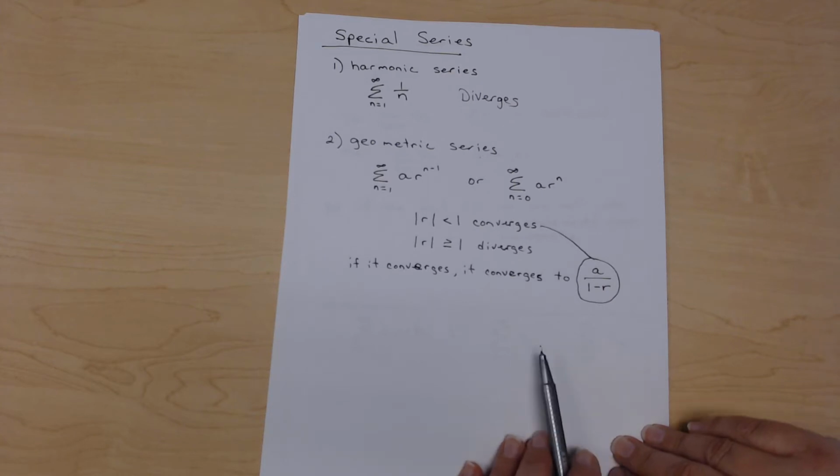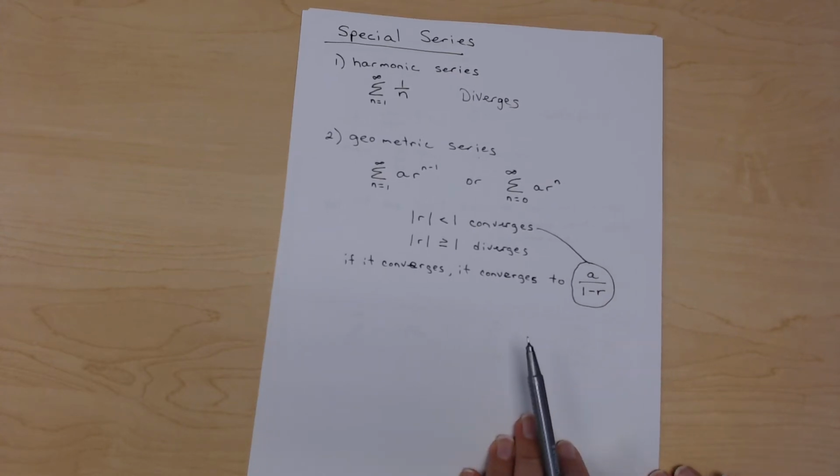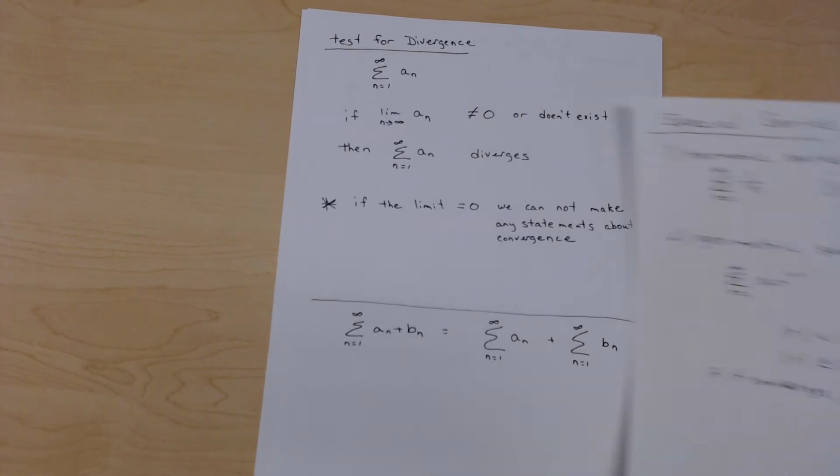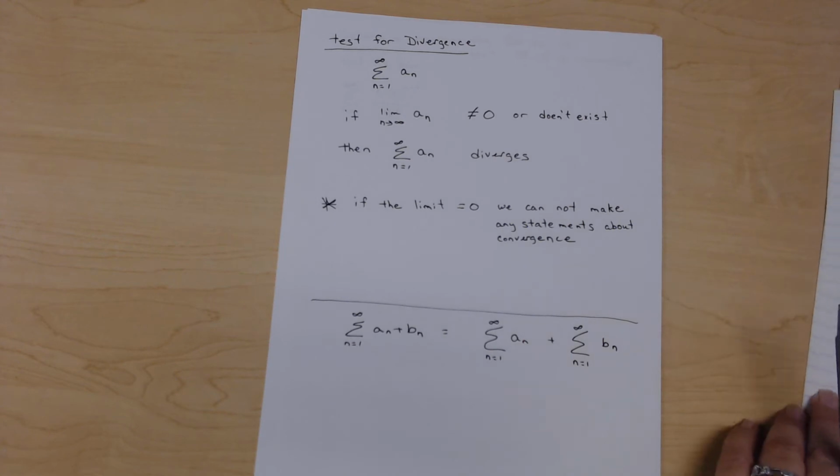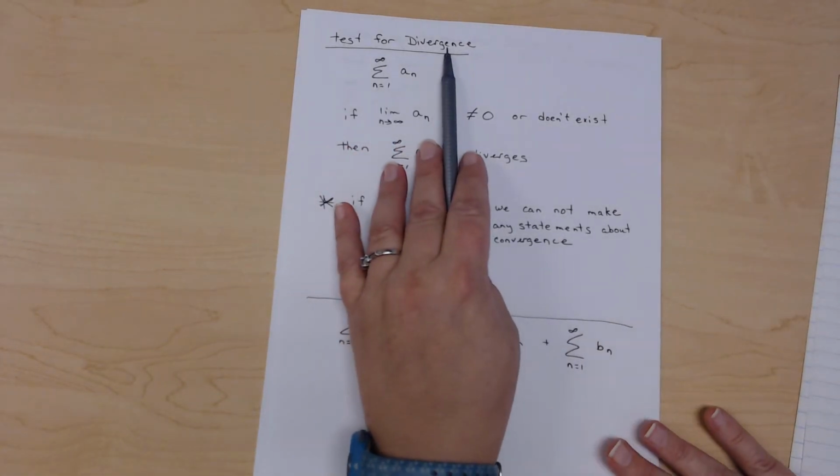If you didn't get that written down, go ahead and pause it and write that down. There's one more thing. Actually, two more things. All right, so the test for divergence.